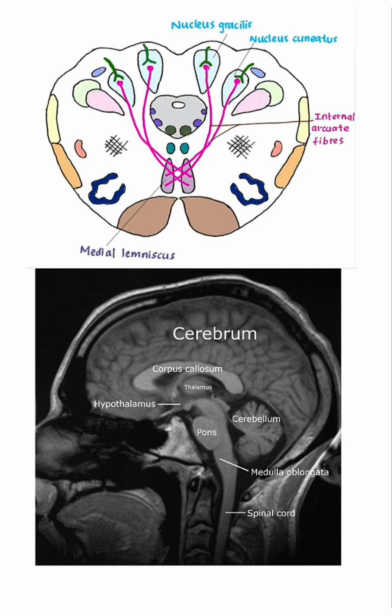You can see the axons of second order neurons form internal arcuate fibers. The medial lemniscus ascends through the upper part of the medulla, pons, midbrain, and reaches the thalamus.